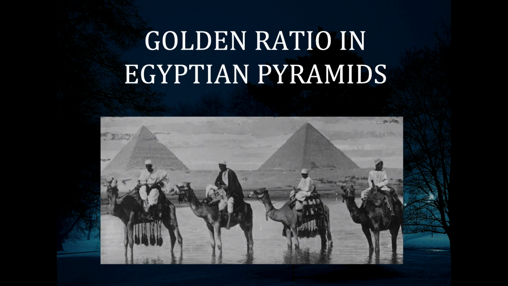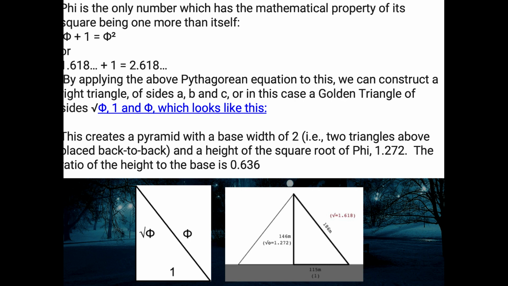So now let's see how they used the golden ratio in Egyptian pyramids. We know phi is 1.618. By adding 1 to it, we get the square of phi, 2.618. That is, phi plus 1 gives phi square. Actually, it is a special case in mathematics. Then by using the Pythagoras theorem, they constructed the golden triangle of sides root phi, 1 and phi.